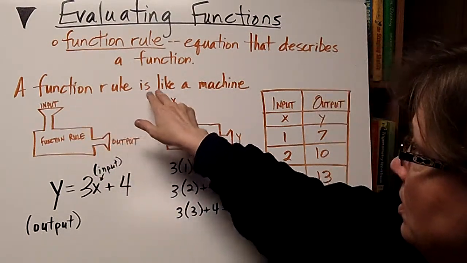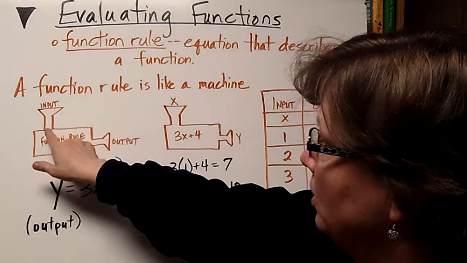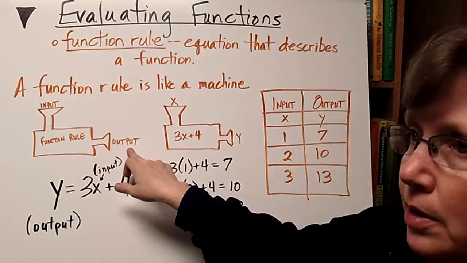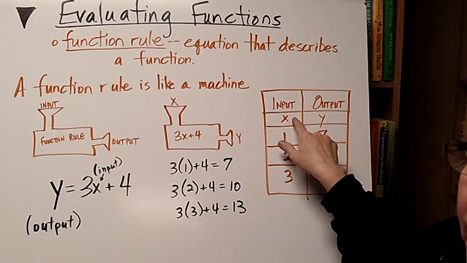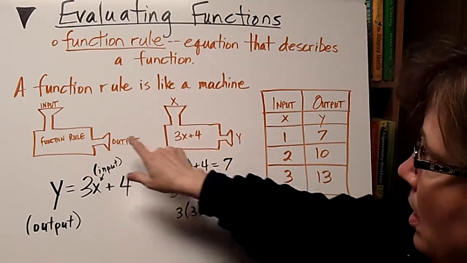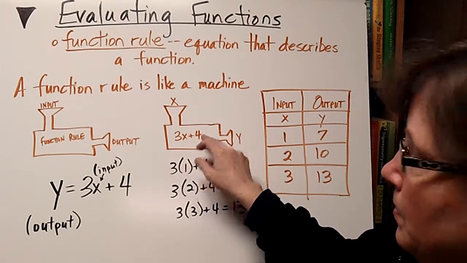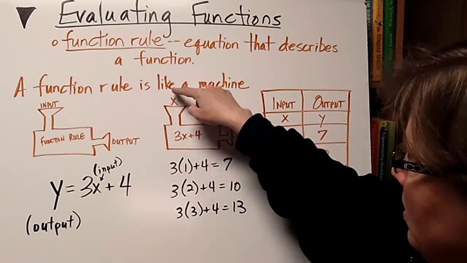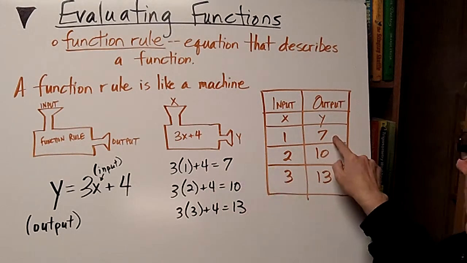A function rule is similar to a machine. You have values that you input. The function rule determines then the output. For instance, in our XY tables, the X is the input. It would go into the machine. In this example, our function rule is 3 times X plus 4. So our input value for X would go in. Let's say it's a 1. So 3 times 1, add that to 4, our output is 7.